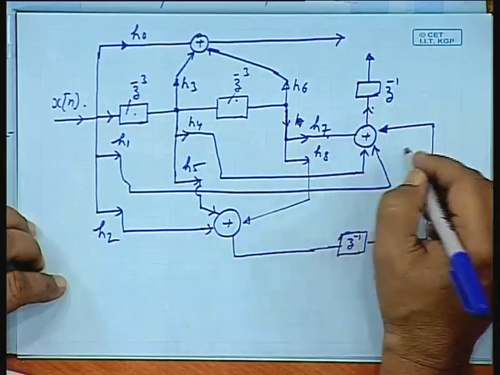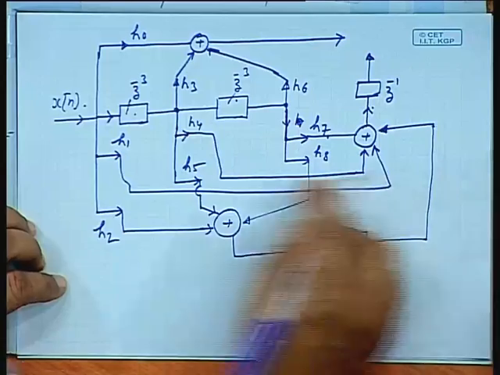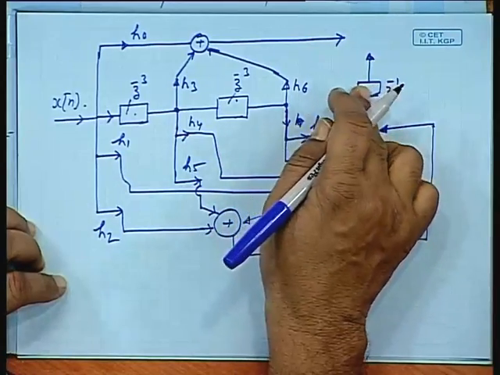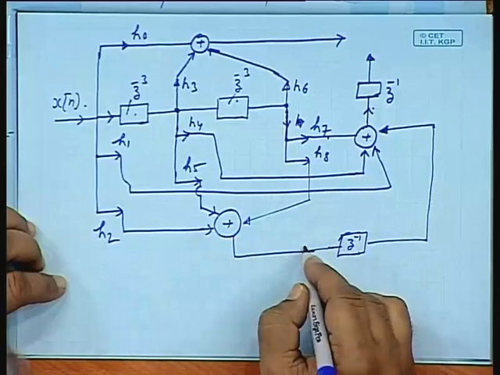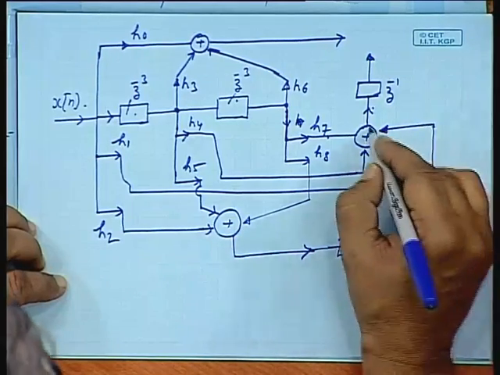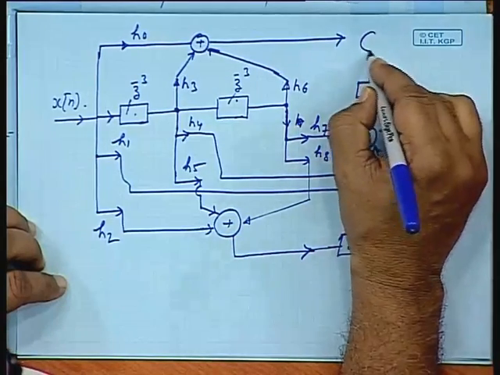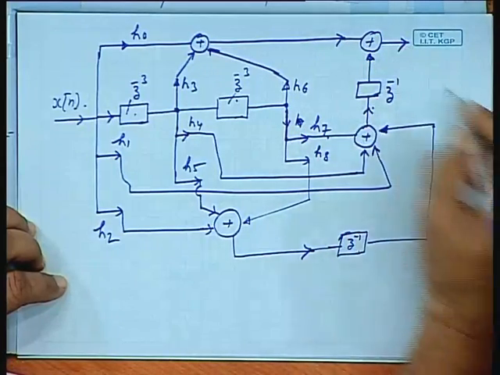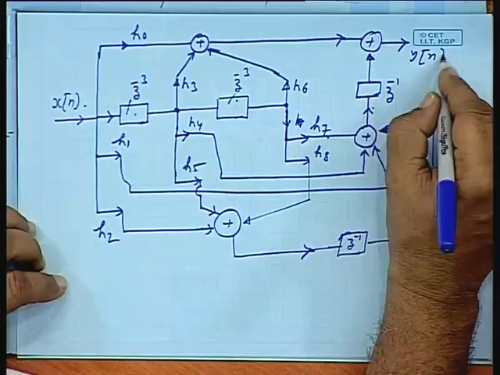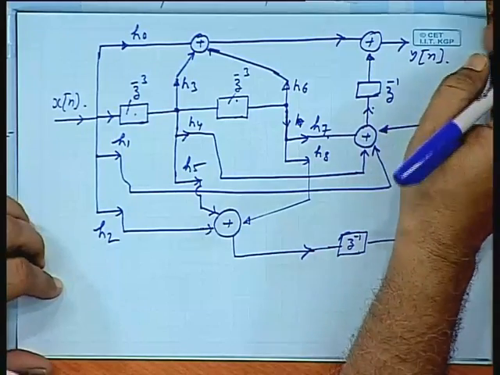And then this product is finally multiplied by z to the power minus 1. So, these are all getting multiplied by z to the power minus 1. This sum is getting multiplied by z to the power minus 1 and again z to the power minus 1. So, this is the final output, this plus this, y n.